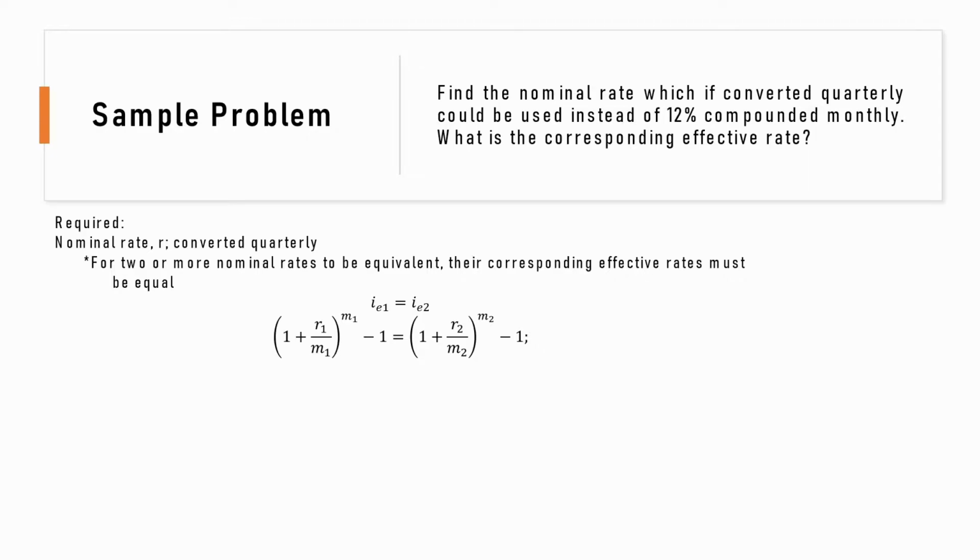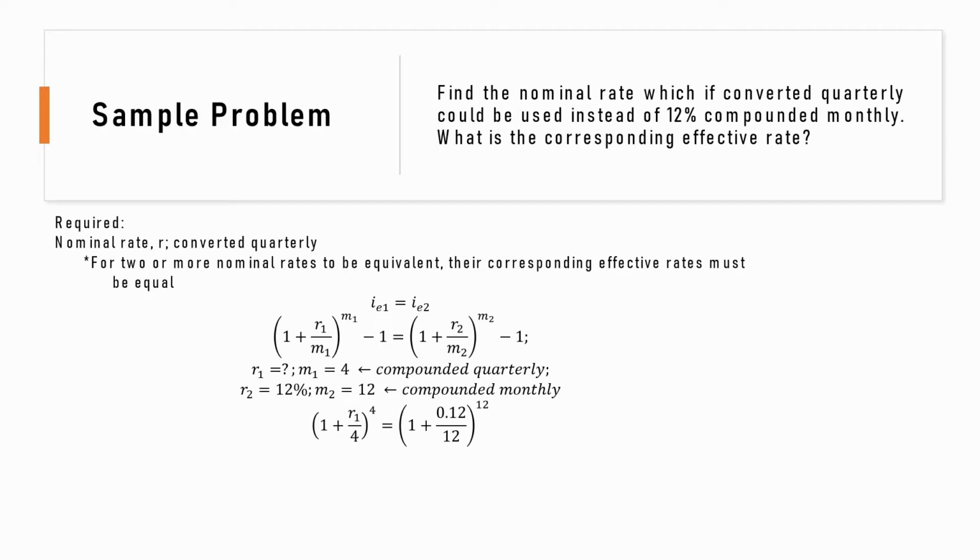So yung R1 nga yung unknown, tapos yung M sub 1 yun yung 4 dahil compounded quarterly. Tapos yung R sub 2 is equal to 12%, and yung M sub 2 is equal to 12 dahil compounded monthly. So substitute natin sa formula. So para mas madali, i-raise na lang natin both sides by 1/4. So matitira sa left side, 1 + R sub 1 over 4. Tapos sa right side, (1 + 0.12/12)^12 and then ma-raise siya sa 1/4.